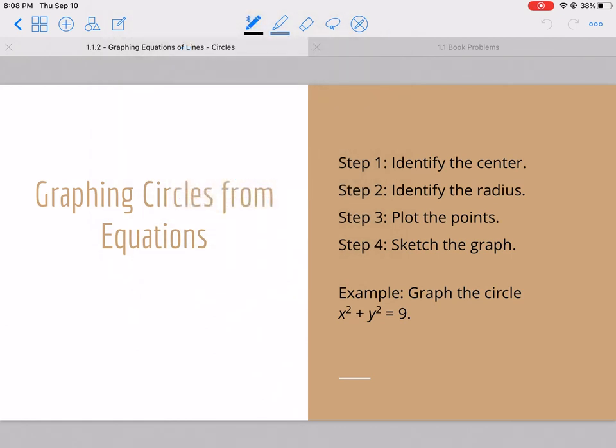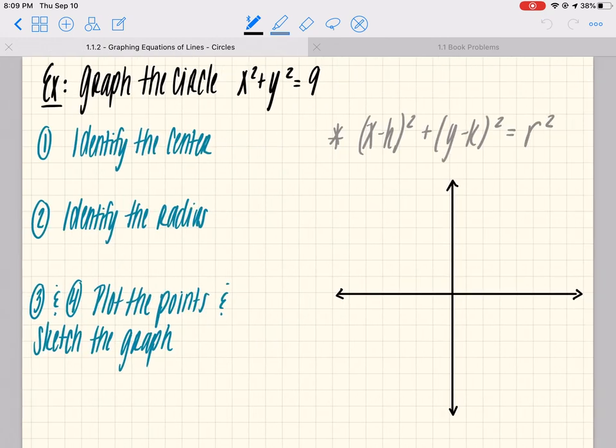And before we do that, we'll just go through the steps really quickly on how to graph circles from their equation. So step 1, identify the center. Step 2, identify the radius. Step 3, plot the points. And then step 4, sketch and connect the graph. Okay, so here's our first example.